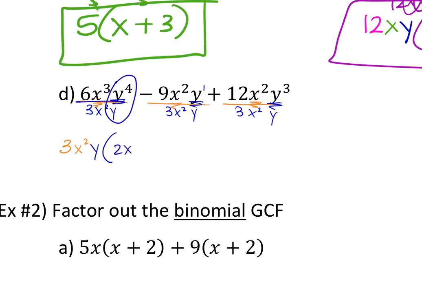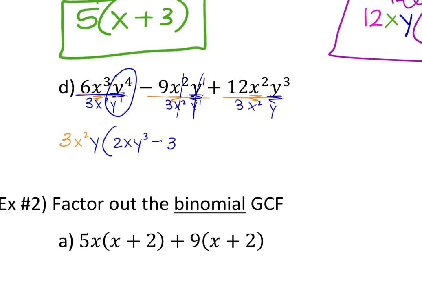Do you remember the process when dividing with exponents? What do you do with the exponents? You subtract them. 4 minus 1 is y to the third. Okay, here you'll have a 3. This is a 1, this is a 1, so that's the number 1. X squared over x squared is the number 1, so all you really have there is a 3. And then plus what?